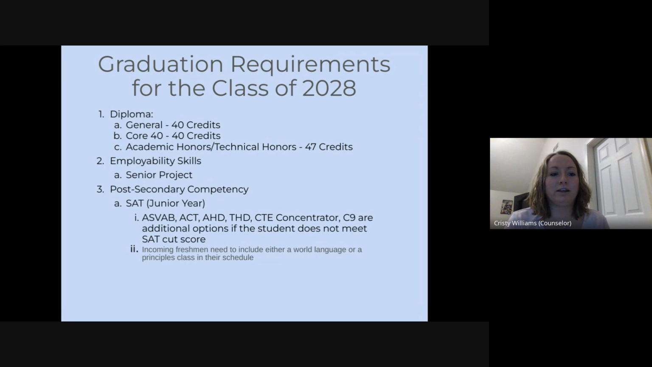And then finally, the third box, number 3 listed, the post-secondary competency. This tends to be the most confusing of all the boxes because there are a lot of different options on how students can meet this requirement. You can see some of them listed below. These are not options that your freshmen will worry about.